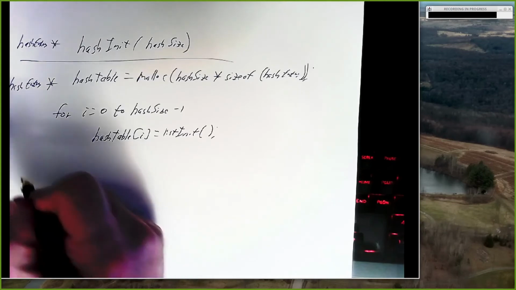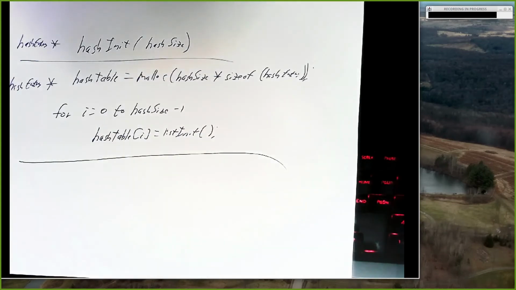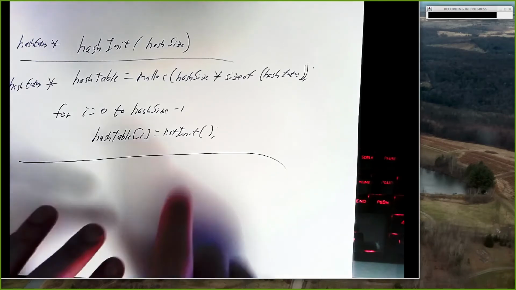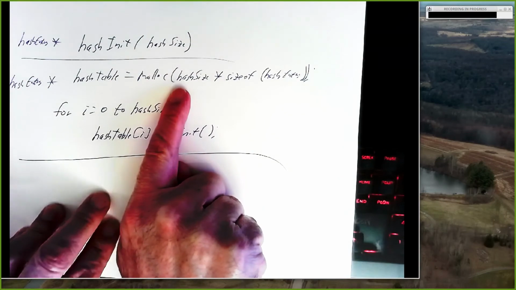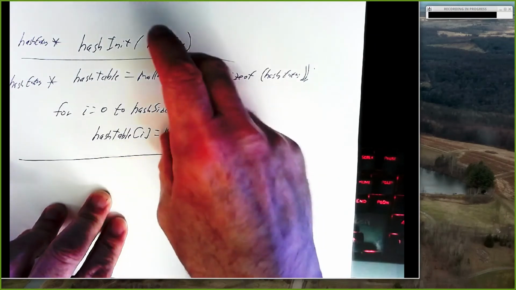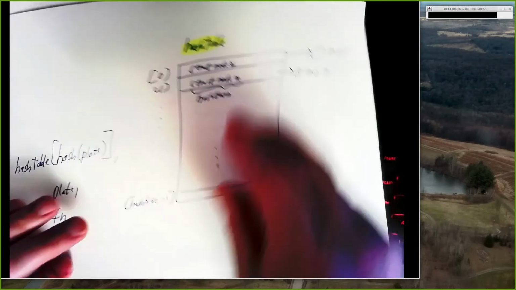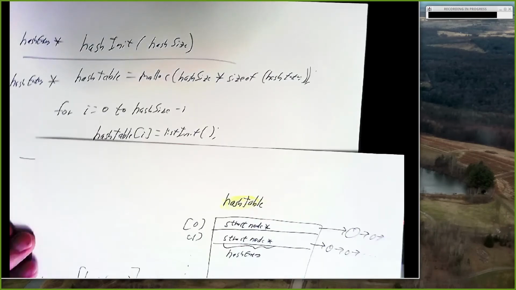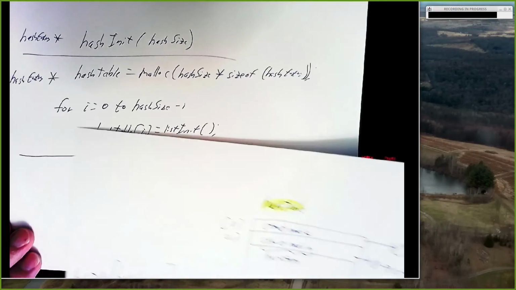And that's really the whole hash-init function. And I think this is the only time you have to call malloc in your hash functions, just to make that original array of sentinel nodes. All the other mallocing gets done in your list functions.